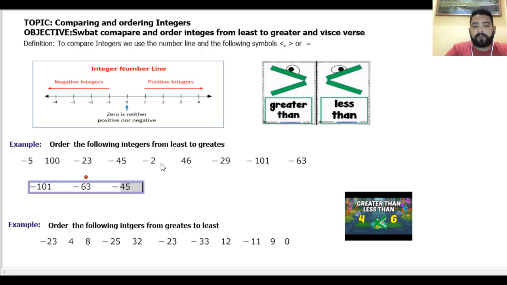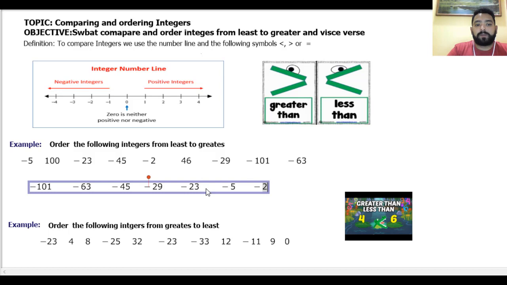Now we have another number, 46, but 46 is positive, so it is to the right of 0. Now we have negative 29, so we copy negative 29. And then we have negative 23. Remember, this number is greater than the previous one. That's the reason we put negative 101 first, because it's so far from 0. Now, after negative 23, we think about negative 5 and negative 2. Negative 5 is less than negative 2, so we locate negative 2 here.